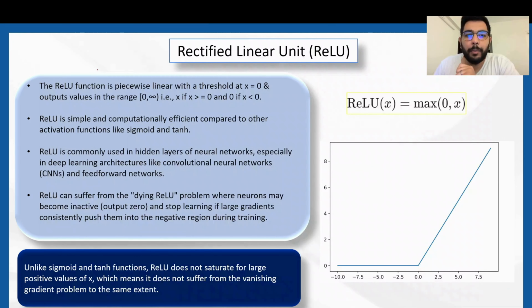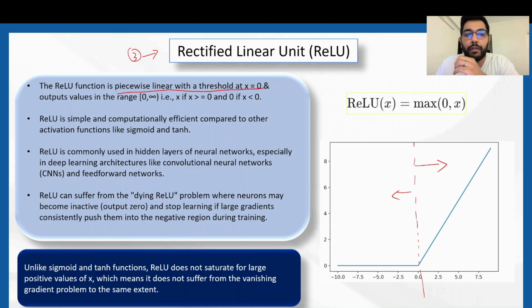Coming to the third most prominent type of activation functions, that is the rectified linear unit or ReLU. The ReLU function is piecewise linear with a threshold at x equal to 0. What do we understand by this? If we look at a threshold of 0, on the right hand side of 0 in this particular part, the function is linear in nature, whereas on the left hand side, it's stagnant at 0, which means that it is piecewise linear with a threshold at x equal to 0.